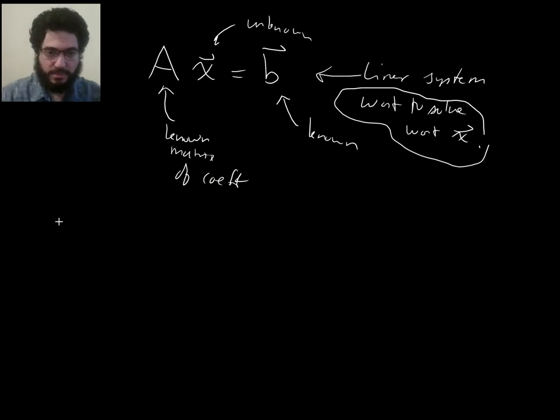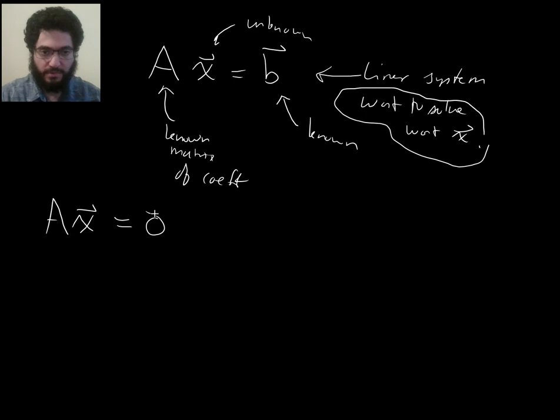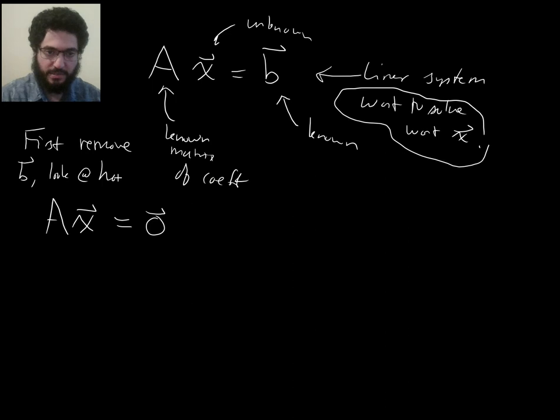Well, here's something you can do. This is something you learn about in Math 4a, so I'm just kind of reviewing it. What you can do is first look at a homogeneous linear system. First, remove b from the picture. Remove b and look at homogeneous. A homogeneous linear system is one where the right-hand side is 0. Now, find all solutions to this one.